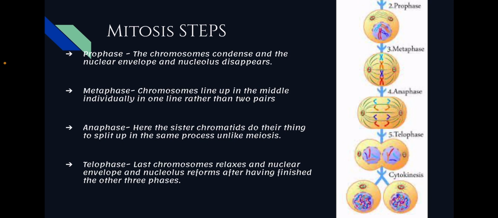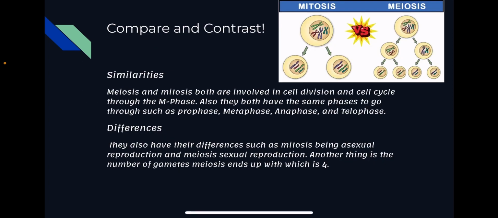Telophase. Last phase. Chromosomes relax and nuclear envelope and nucleolus reform after having finished the other three phases. Now, let's compare and contrast. Similarities. Meiosis and mitosis both are involved in cell division and cell cycle through the end phase. Also, they both have the same phases to go through, such as prophase, metaphase, anaphase, and telophase.